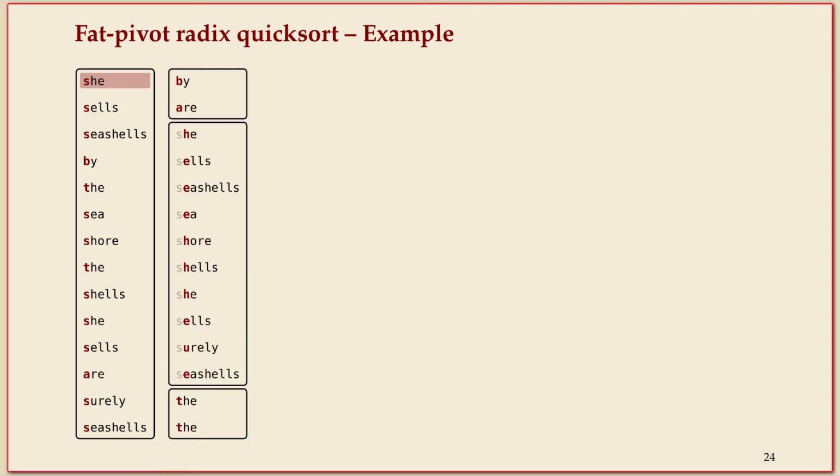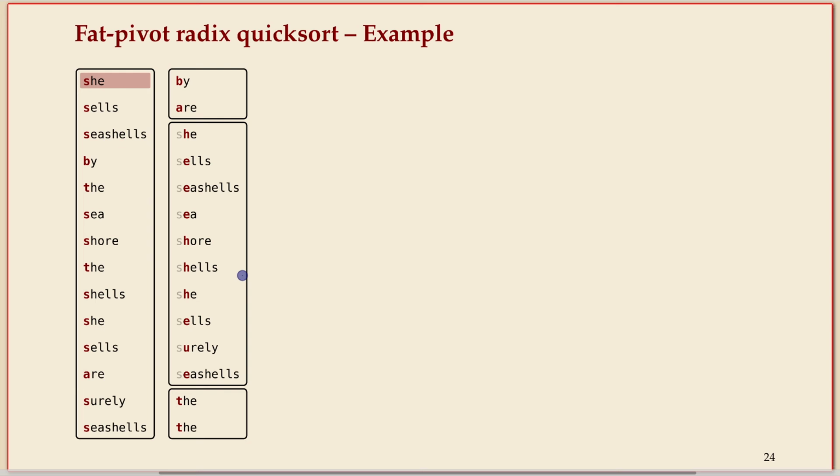And we split this list into 3 parts, not 2. There's the strings whose first character is smaller than S, strictly smaller than S. And there's the strings whose first character is strictly bigger than S. But there's also all the strings, quite a few in this example, whose first character is S. And these go into a separate segment in the middle. Okay?